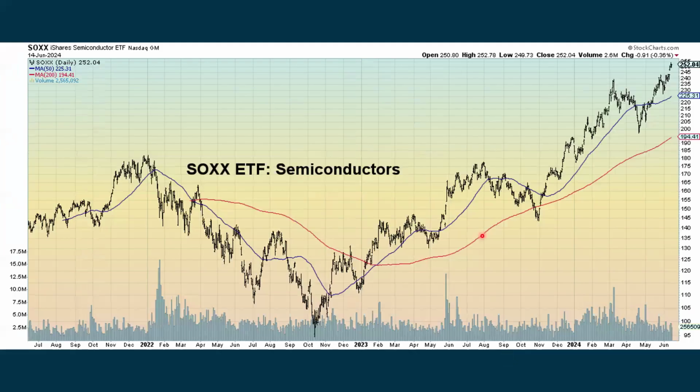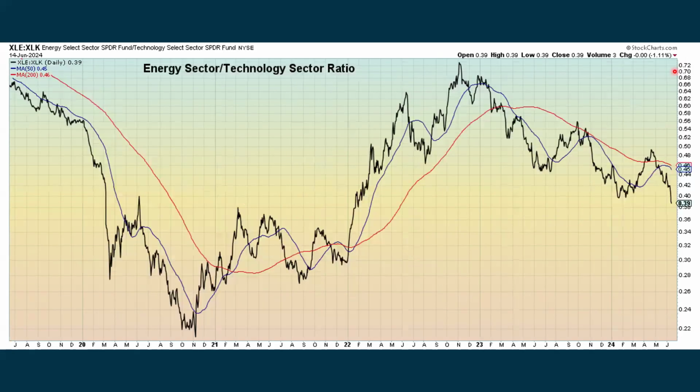The semiconductors, again, are kind of like a sub-sector. I usually refer to this as an industry group. Well, this is so important, and it's such a big part of the tech sector. This is like a sector of a sector. But this is in a solid uptrend and just setting all-time highs.